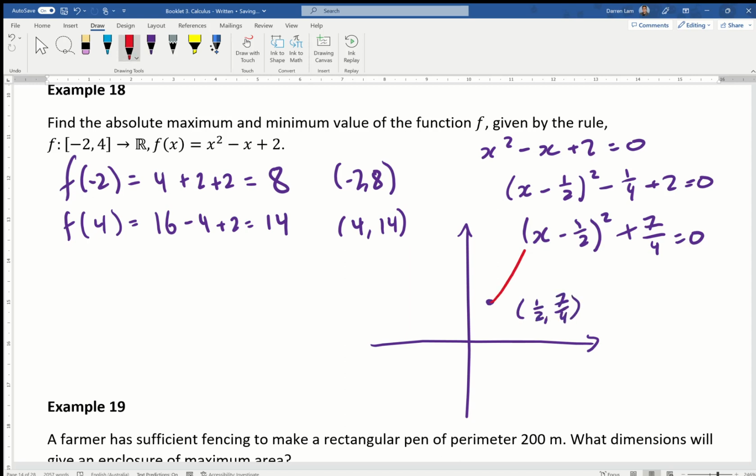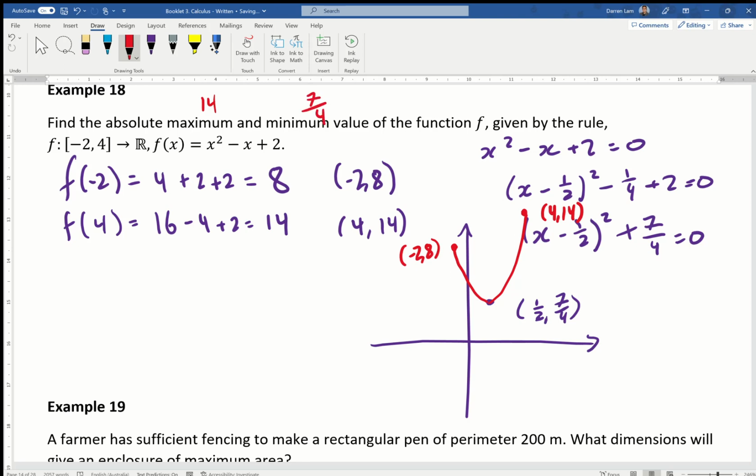I draw my graph again, very roughly. I'm not going to extend it fully because there is a restricted domain. Specifically, my restriction goes towards (4, 14), and the other one goes towards (-2, 8). So it looks something like this. My absolute maximum is therefore 14, and my absolute minimum is going to be 7 over 4.